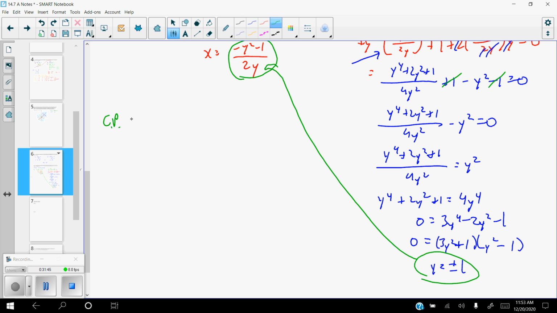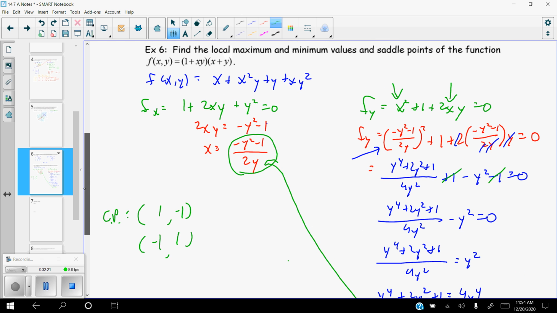So our critical points, let's see. When y is negative 1, if we plug that back in there, you're going to get negative 1 minus 1 on top. So that's negative 2 over negative 2, so that's positive 1. Your first x value is positive 1. When you plug in a positive 1 for y, you're also going to get negative 2 on top, but this time it's over positive 2, so you should get negative 1. So those are our critical points. Again, that was the hard part, that was the long way. The rest of this should be pretty quick and easy.